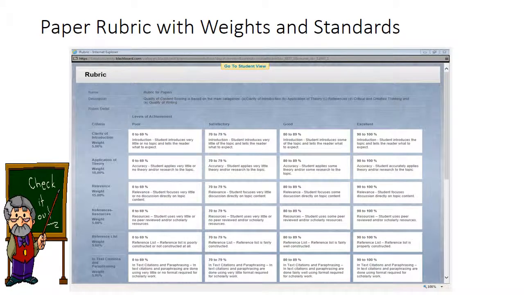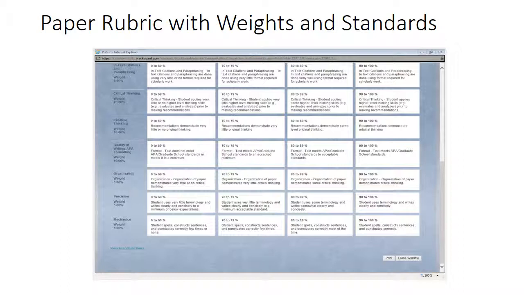The rubric goes on. Here we capture the idea of your in-text citations when you're quoting from a reference or paraphrasing from a reference. The critical thinking, the creative thinking, the quality of the writing, the organization, the precision, and then the mechanics. And again, each of these categories, each of these criteria would have the percentage associated with it, that is, how much that's worth.